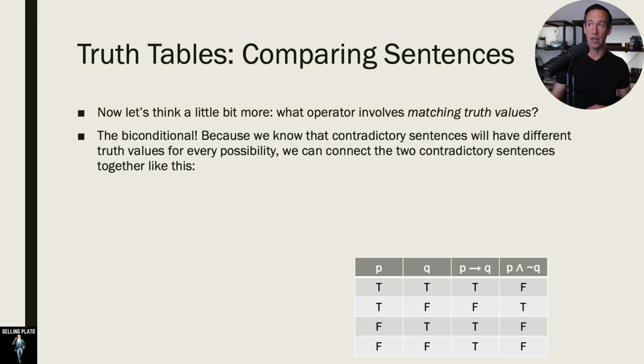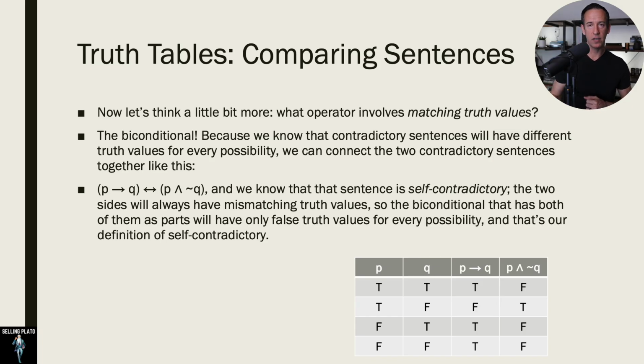So because we know that sentences that are contradictory to each other, just like the way that you see there as an example, will have different truth values for every possibility in each row, we can connect the 2 contradictory sentences together like the following. There you see, those are the sentences right there in the truth table, right? The left-hand side of the biconditional is that first compound sentence, and the right-hand side of the biconditional is that second compound sentence. So, left-hand side, I'll read it. Let's translate it: if P, then Q, if and only if P and not Q. That sentence, right? That's how we translate that. And we know that that sentence is self-contradictory.